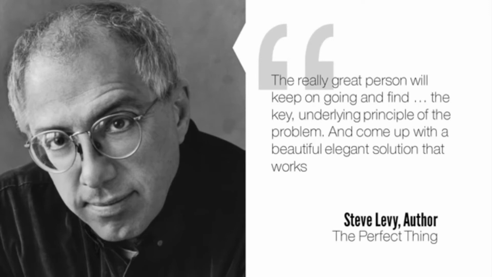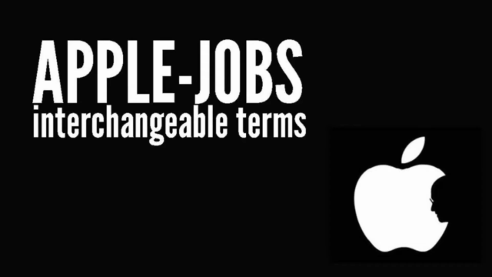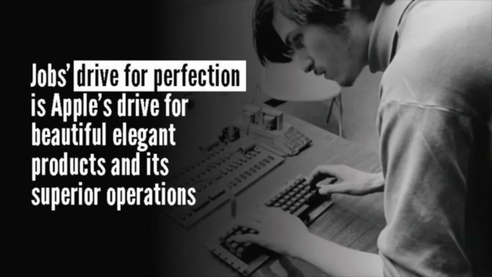Third, CEO as chief innovator. The really great person keeps on going, finds the key underlying principle of the problem, and comes up with a beautiful, elegant solution that works. Steve Levy, author of The Perfect Thing: Company founders essentially imprint their organization with their own personality characteristics, and Apple and Jobs are no exception. Steve Jobs and Apple seem like interchangeable terms. Steve Jobs' drive for perfection was Apple's drive for beautiful, elegant products and superior operations.